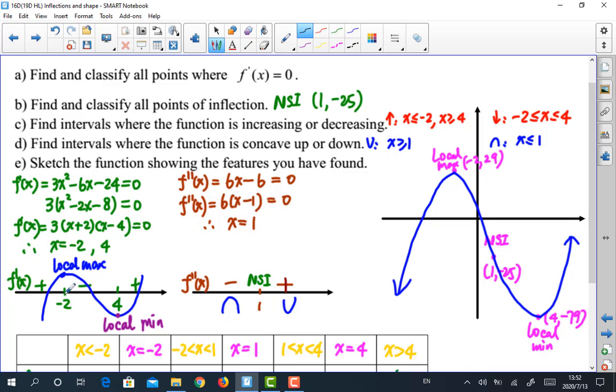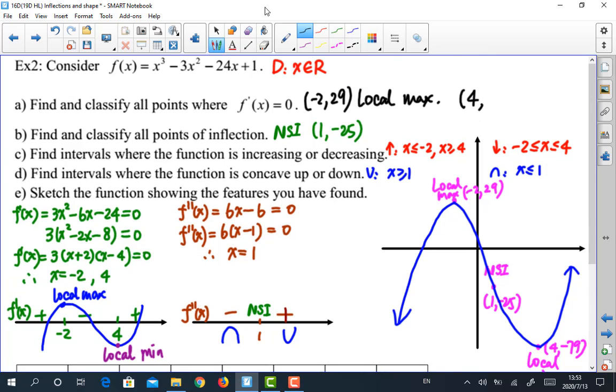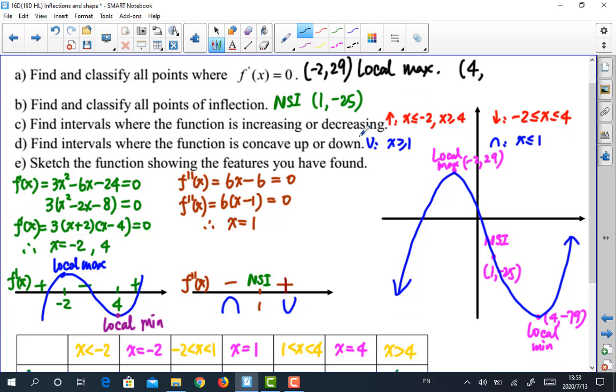So the first point is negative 2, 29. Based on the sign diagram we did for the first derivative, this one is the local maximum point. Then x equals 4. Let's find the corresponding y coordinate. Just sub the 4 back into the original cubic function for x. So the corresponding y value should be negative 79. And this one is the local minimum point.